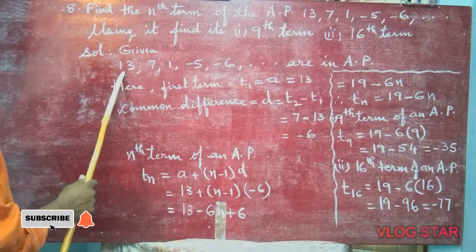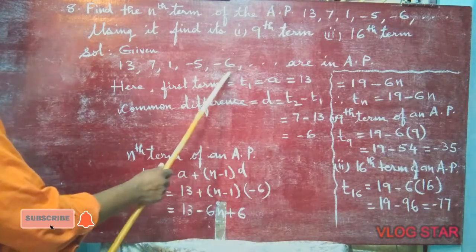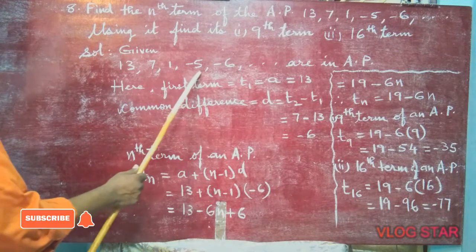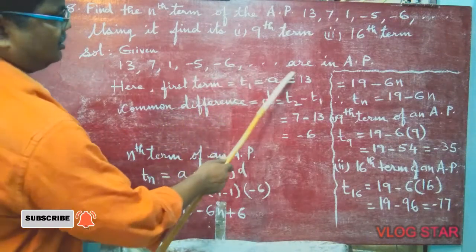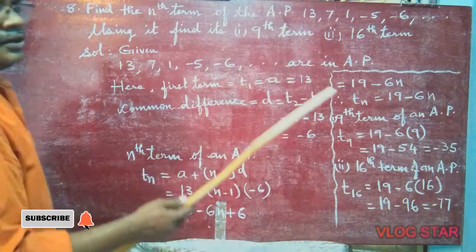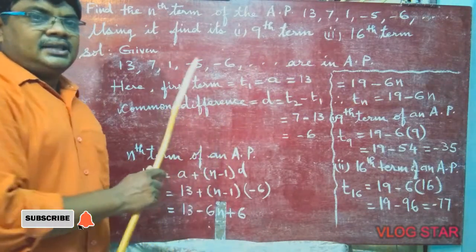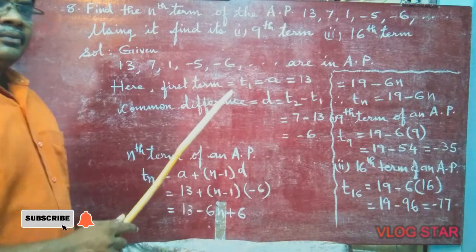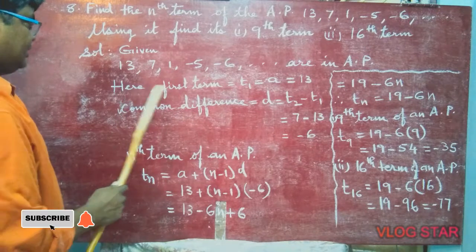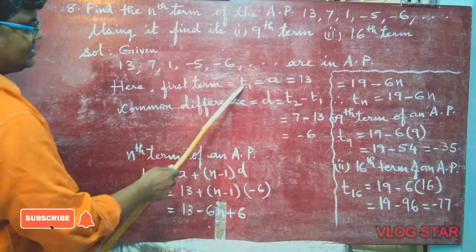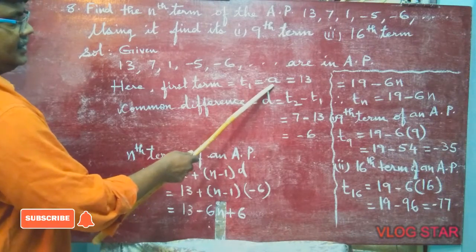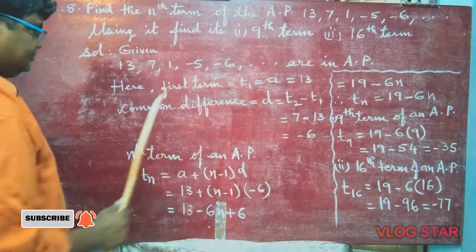Solution. The given sequence 13, 7, 1, -5, -11, and so on is in AP. They are only telling us this sequence is in AP. Once again we are checking also after that telling also. Here the first term we indicate as T1. T1 means first term. First term is A. A is equal to 13.